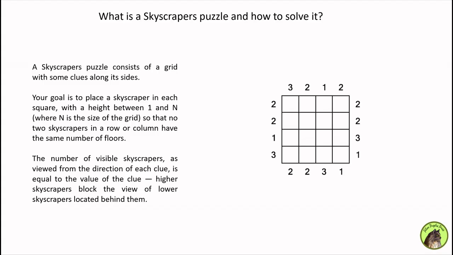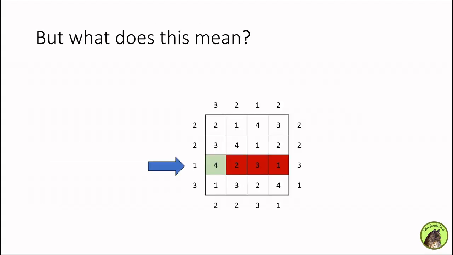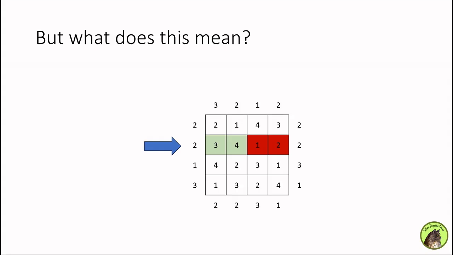Let's look at that in a bit more detail. In this case, viewing from the direction of the blue arrow, we can only see a single skyscraper, the one closest to the edge. Since it's also the highest one in the row, it obscures the three remaining skyscrapers. This arrow can see two skyscrapers. The one closest to the edge, that has a height of 3, and the one behind it, that has a height of 4, so it's not obscured.